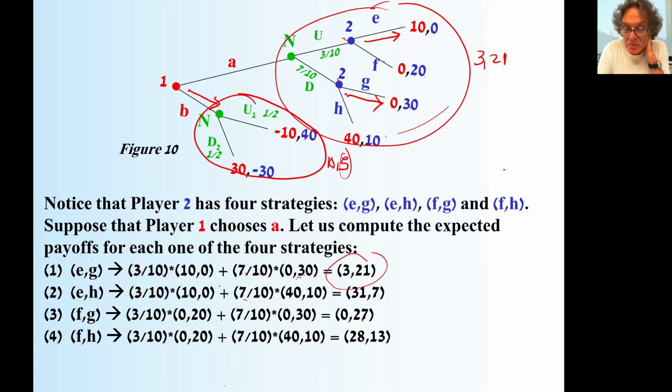So if he goes B, it doesn't matter what they do. But for him not to deviate to A, he should get a small number. So for instance, with this, 3 and 21, if he deviates to A, he's going to get only 3, and therefore he's better off playing down to get 10. If, for instance, it were EH, it is not an equilibrium, because then he's getting 31 and not 10-5, so he would prefer to move to A.